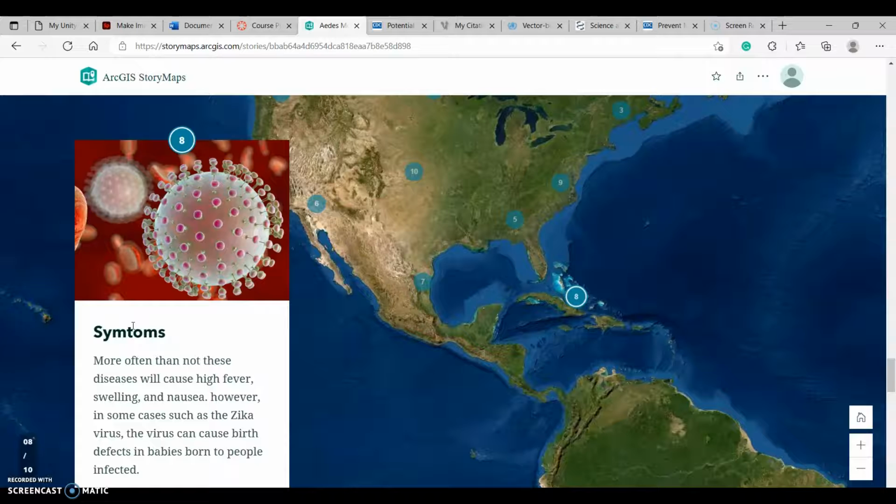But there's also a risk of other types of symptoms, such as in the Zika virus. It's been shown to cause birth defects in people that were infected with it and then had children. Unfortunately, the birth defects are not fatal, but they do cause some serious problems with the babies.